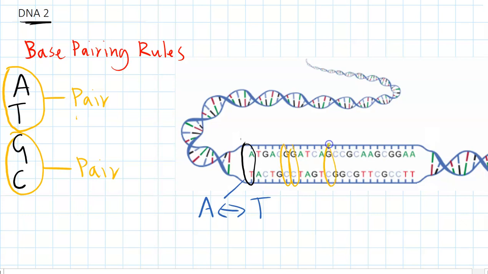And this rule's helpful because if you can read only one of the strands, then you automatically know which bases are on the other strand because you can just use the rule to work it out. So if you know it goes G, C, G, then you know that the other strand must go C and then G and then C.